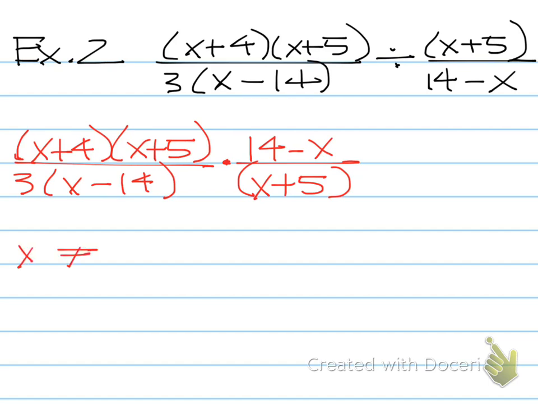And now we're going to determine what x cannot be. The factors in the denominator are 3, x minus 14, and x plus 5. When we set x minus 14 equal to 0, we get 14. And when we set x plus 5 equal to 0, we get x equals negative 5. Again, list them in order from least to greatest.